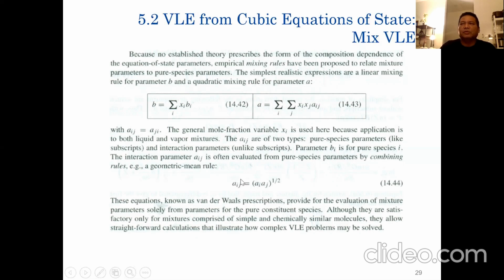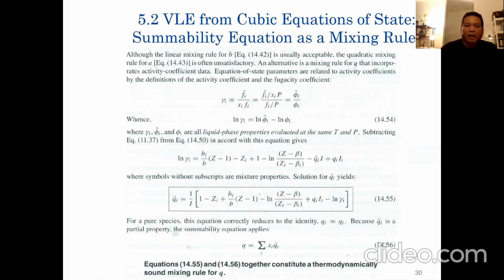So the geometric mean rule is much better. It can tell you what direction it's going. That's the ability question of a mixing rule.